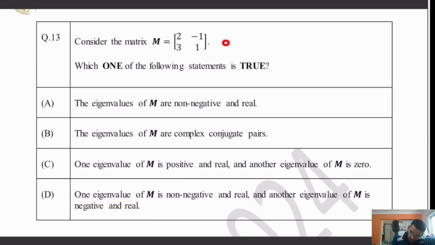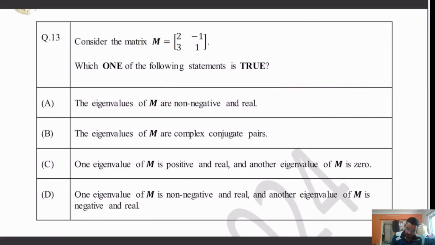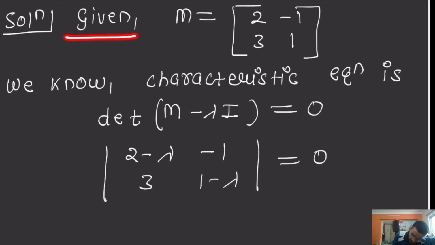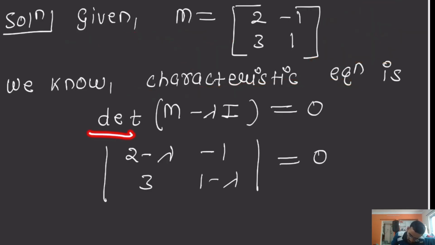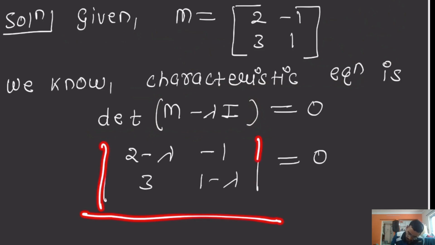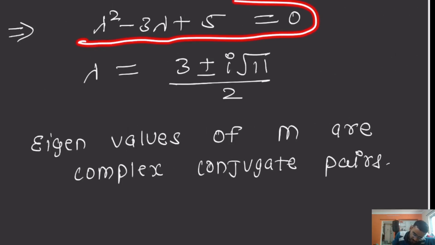Okay, so for finding the eigenvalues of M, we need to find the characteristic equation, and solving the characteristic equation we'll get the eigenvalues of M. So M is a 2 cross 2 matrix, and we need to find the eigenvalues of M. For that, we need to solve the characteristic equation, which is determinant of M minus lambda I. If we find the determinant of M minus lambda I and solve it, we get lambda square minus 3 lambda plus 5 is equal to 0.